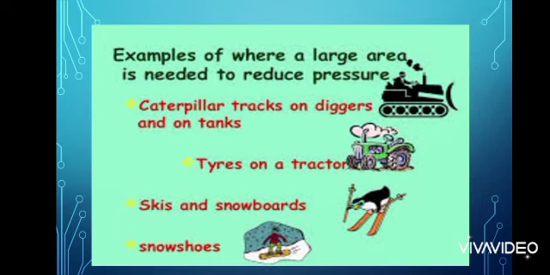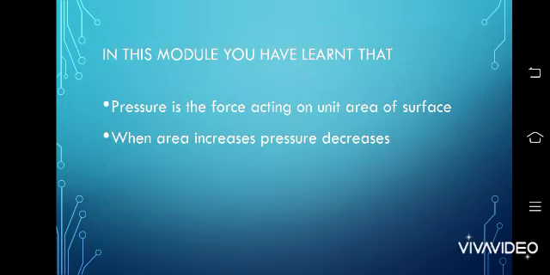Examples of where a large area is needed to reduce pressure: caterpillar tracks on diggers and on tanks. In this module, we have learned that pressure is the force acting on a unit area of surface. When area increases, pressure decreases.